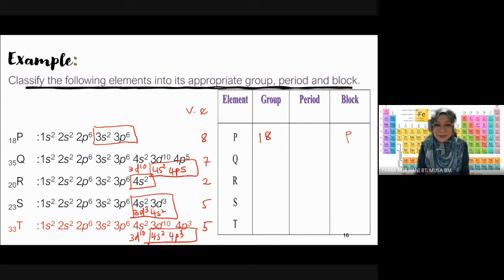Period. Look at the largest quantum number. Amira? 3. Yes, correct. Look at the n for its valence shell. So the answer is 3. Okay, what about Q? Let's do the block first for Q. Which block?